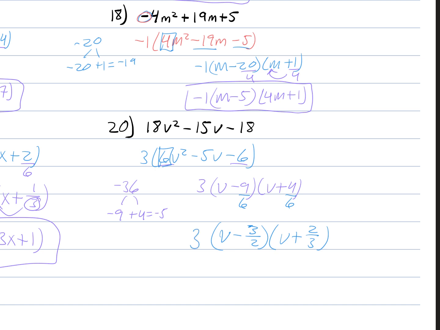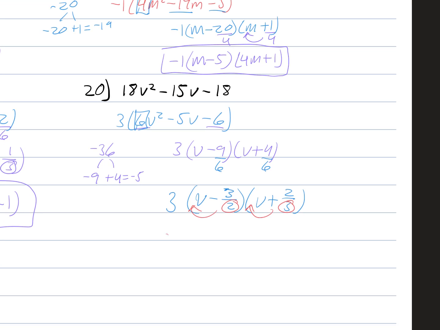All right, don't forget about that 3 out front. And then you want to slide. You're going to slide your denominators to the front. So you get a 3 and a 2v minus 3 and a 3v plus 2. All right, and that's your review.